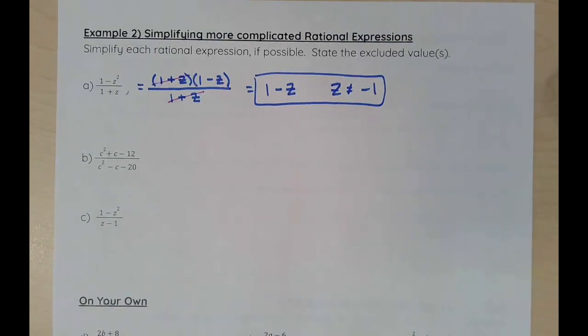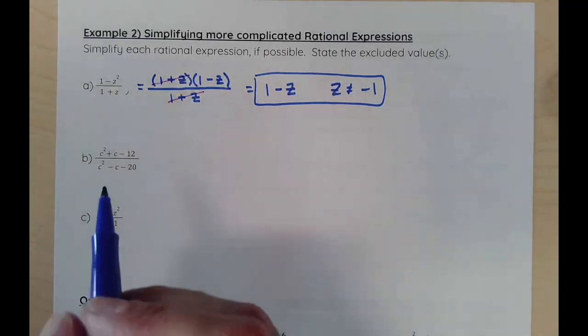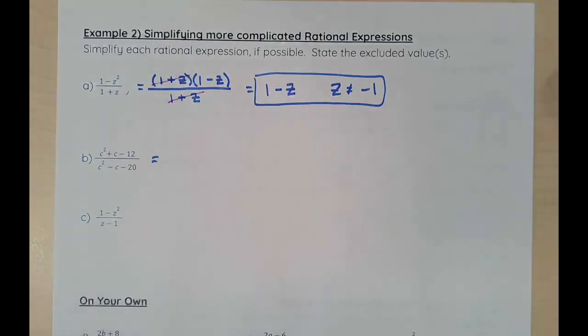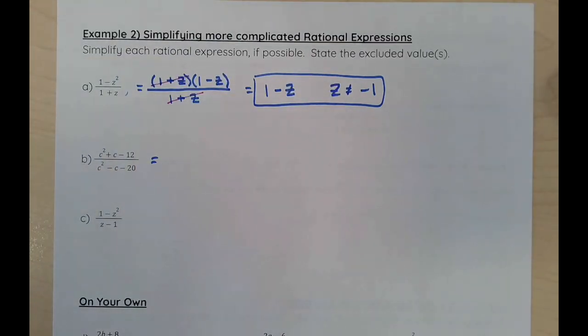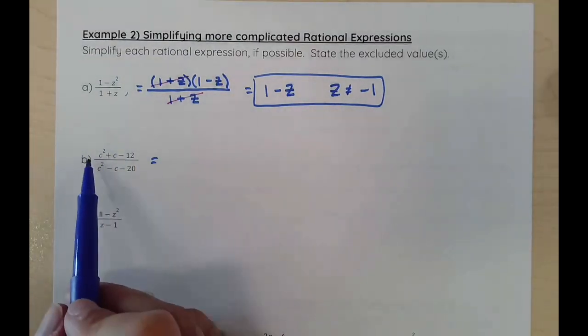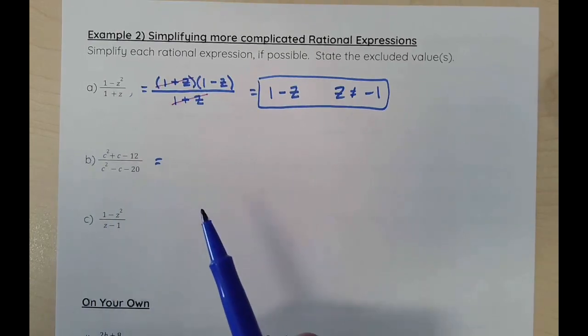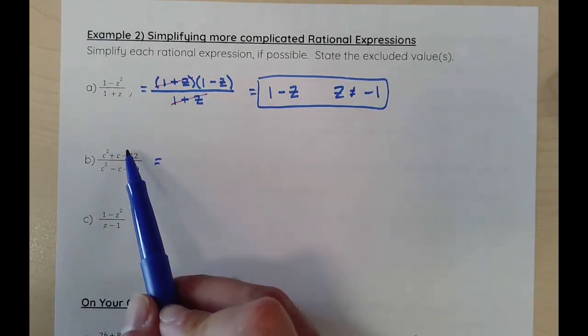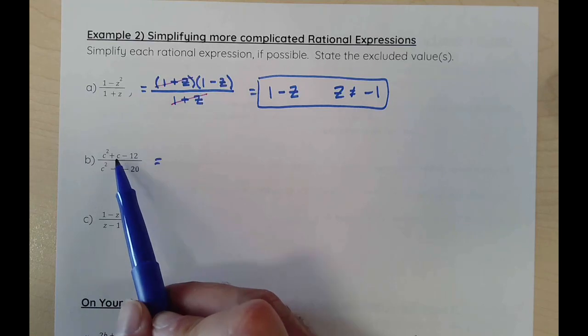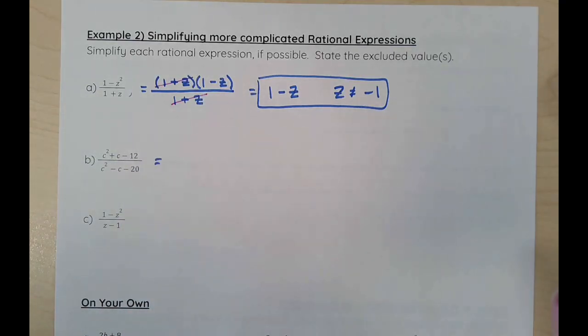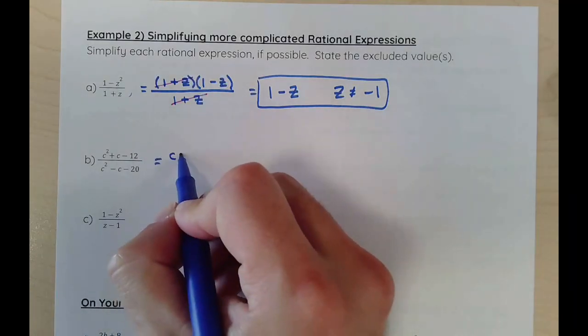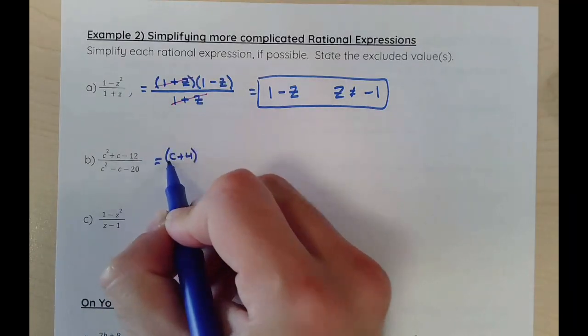All right, I've got two quadratic polynomials. Looking at the top, I want to factor that: c squared plus c minus 12. It is a trinomial with an a value of 1, so I'm going to use the shortcut: what multiplies to -12 and adds to 1? It's going to be 4 and -3. So I have c plus 4 and c minus 3.